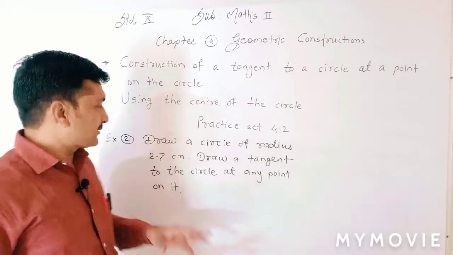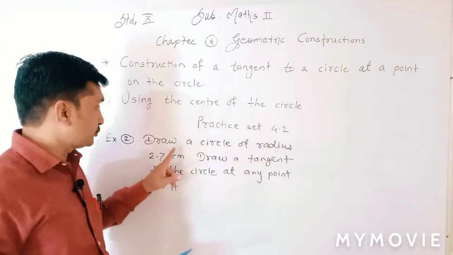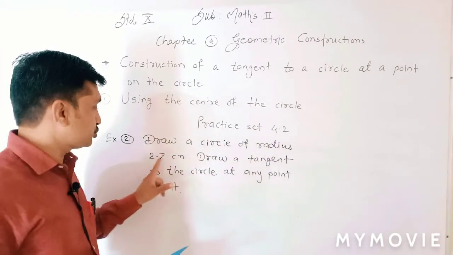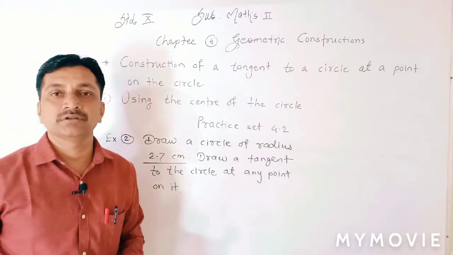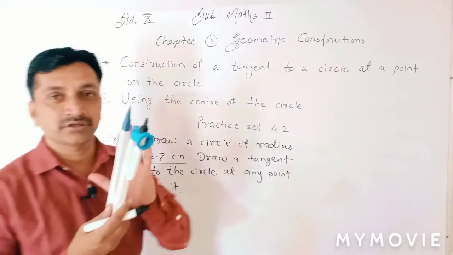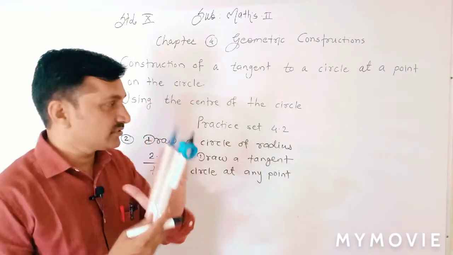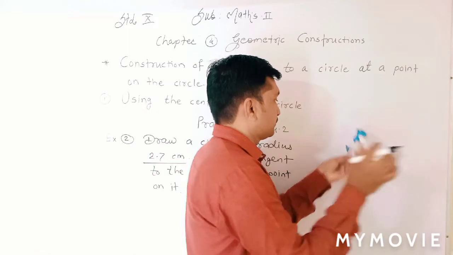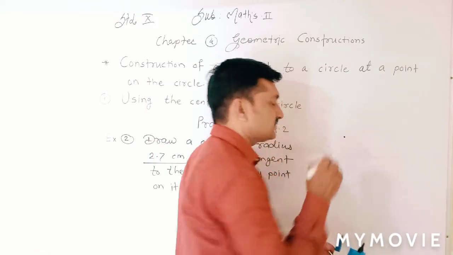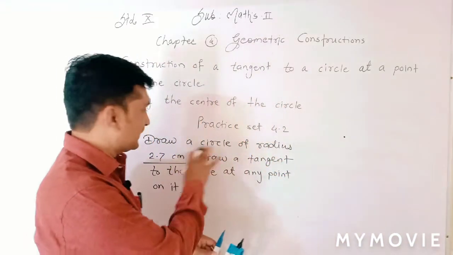Now let's see the second example of practice set 4.2. Draw a circle of radius 2.7 centimeter. First of all, we have to draw a circle with radius 2.7. Therefore in the compass, take 2.7 centimeter distance using the scale. Here I draw a figure. First take any point as a center.